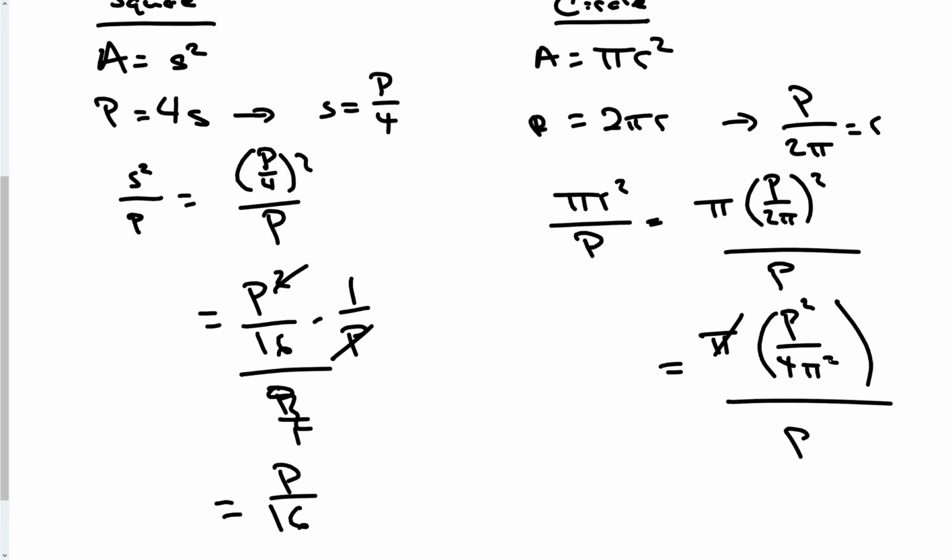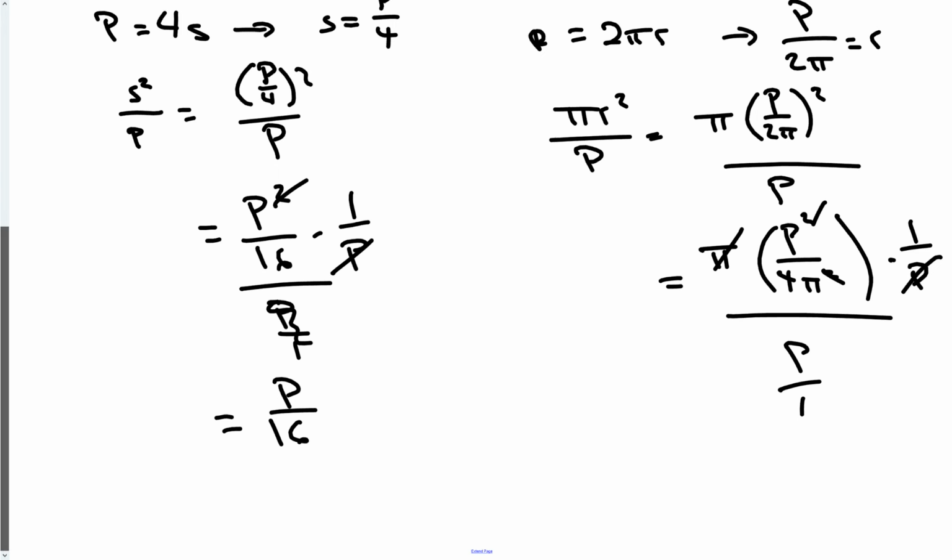Now we can start canceling right now. Cancel one of these with one of these. Multiply by the reciprocal. And cancel this with this. And so what we're really doing now, when we simplify this expression, is we have p over 4 pi compared to p over 16. Well, pi is 3.14, so this is about p over 12. This is p over 16.